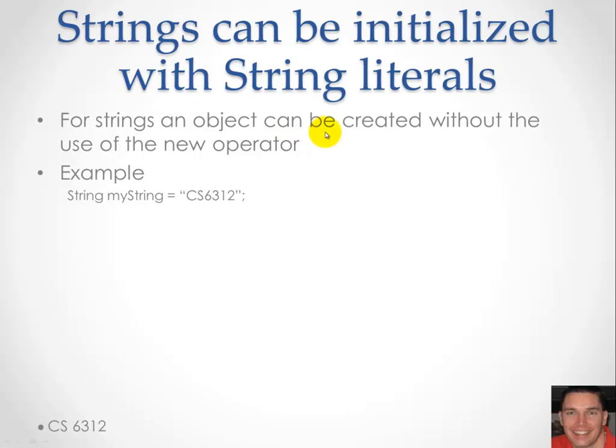Now, I mentioned strings are special. Because we use strings so often, there are some shortcuts available. Instead of writing new, we say String myString equals "CS6312". Because we do string operations so often, we don't want to keep writing equals new String and putting our string literal in there, so they have made it a little easier to initialize strings. Even though we do a direct assignment here, this is going out and creating a new string object, and myString is still a reference variable because it's pointing to a string object.